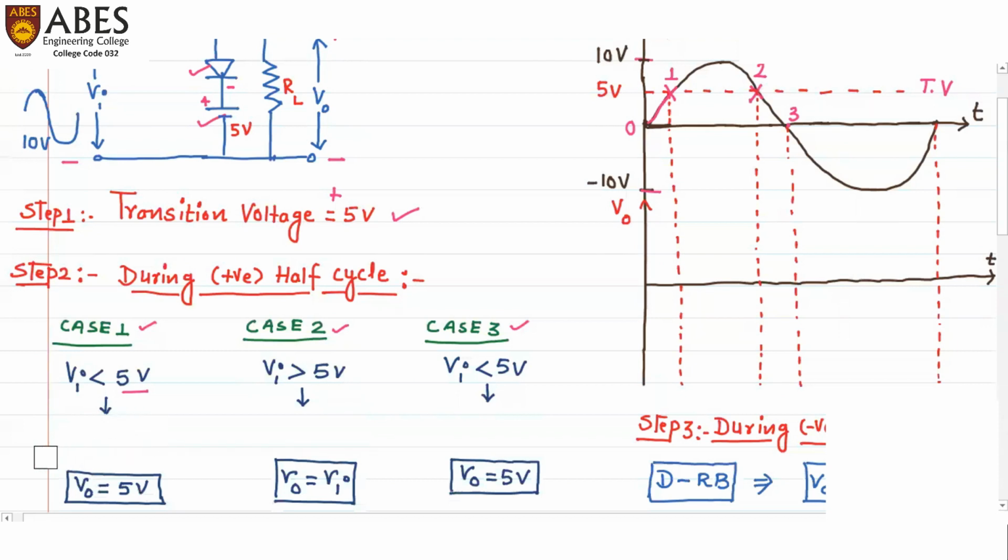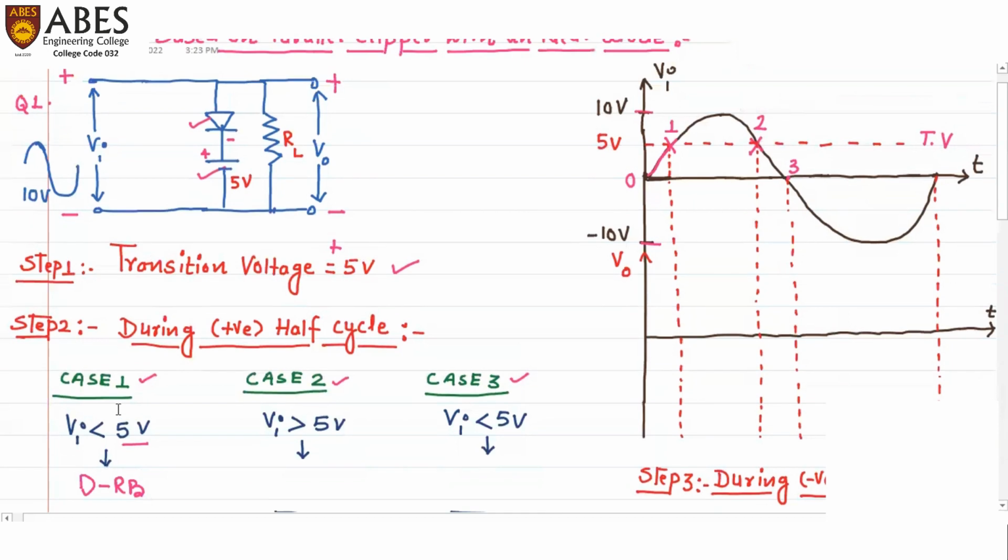So during case number 1, 5 volts is greater than Vi. Here we can say the positive terminal of the battery is connected to the negative terminal of the diode. Therefore, the diode will be reverse biased. And when the diode is reverse biased, it will behave like an open circuit. So the circuit will be like this.